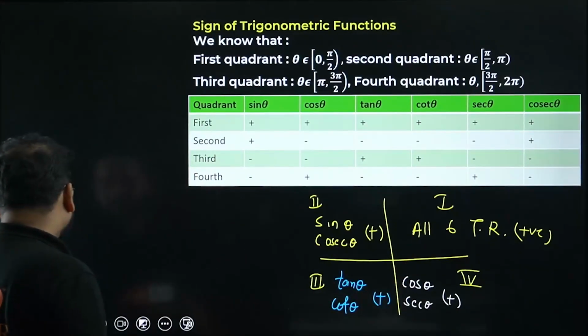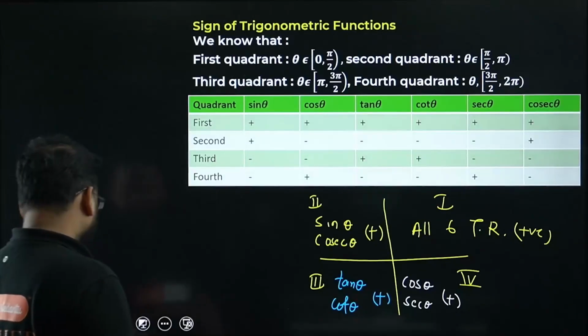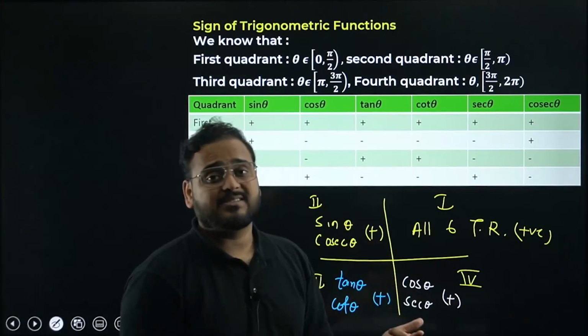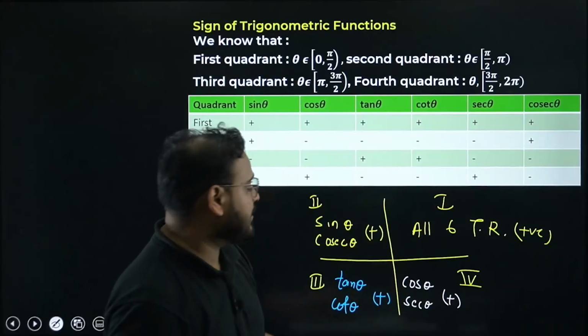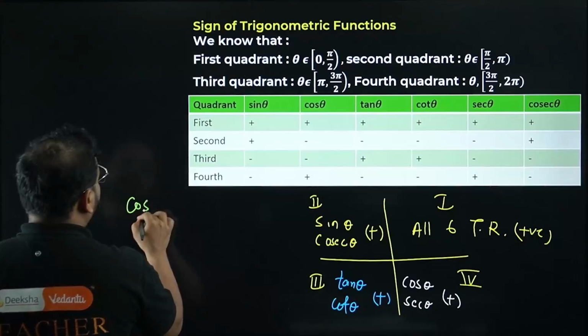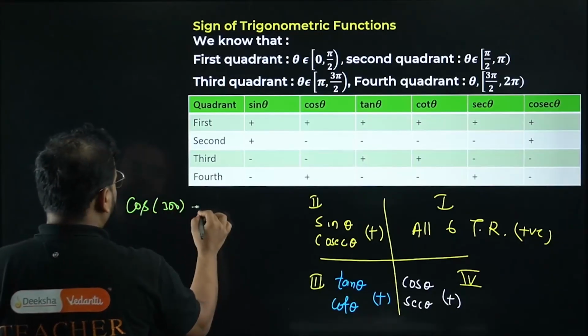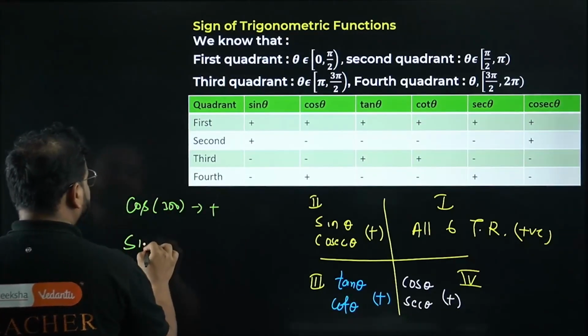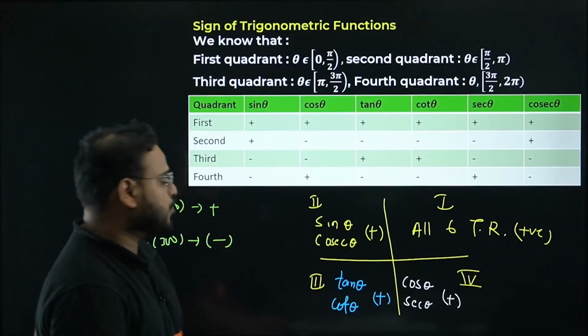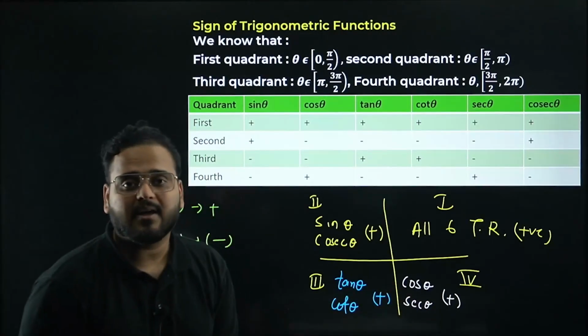Basically, if I'm talking about a theta value in the fourth quadrant, meaning more than 270 degrees, say 300 degrees, cos will come out as positive. If you take cos of 300, you'll have a positive number, but if you take sine of 300, you'll have the answer as negative, because only cos is positive over here. I hope you get my point.